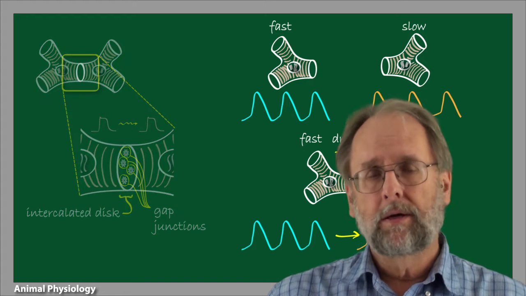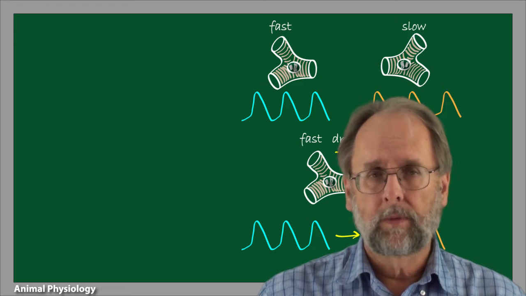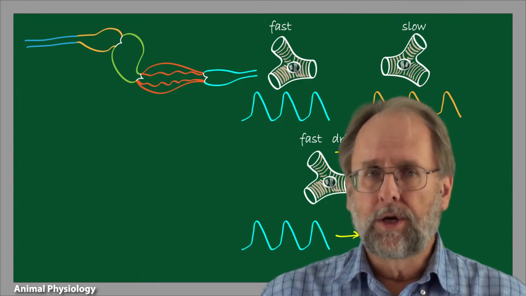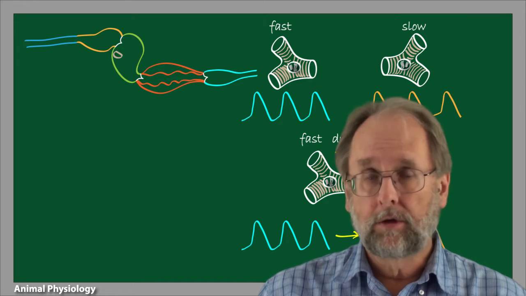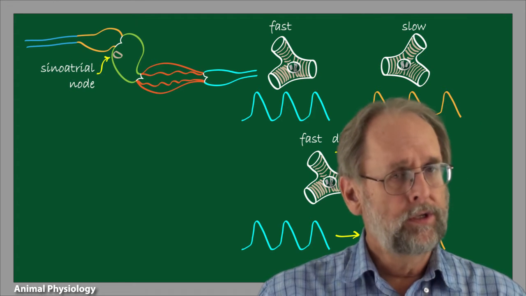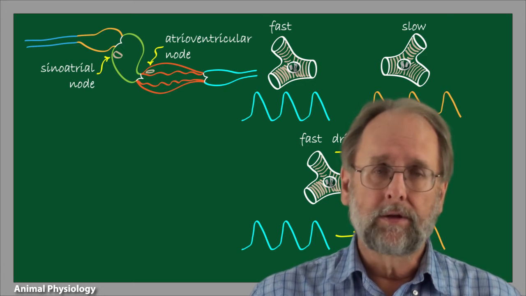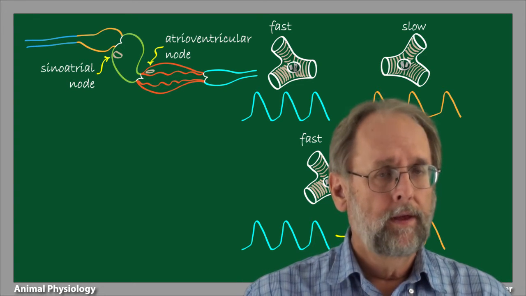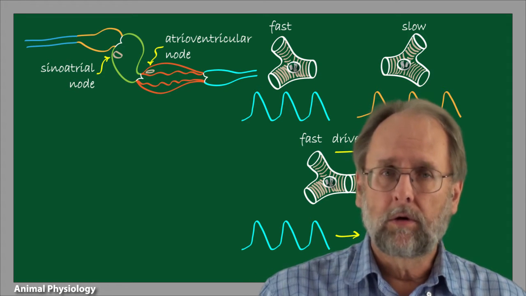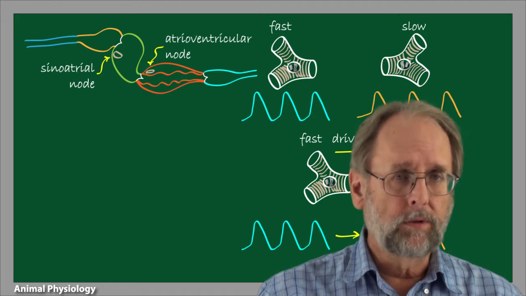Within hearts, pacemaker cells are organized into specific associations known as nodes. Within the vertebrate heart, there are typically two. Near the junction of the sinus venosus and the atrium is the sinoatrial, or SA node. And near the junction of the atrium and ventricle is another node, the atrioventricular, or AV node. In higher vertebrates, there's only one ventricular node, but in the hearts of lower vertebrates like fish or reptiles, the situation is a bit more flexible.